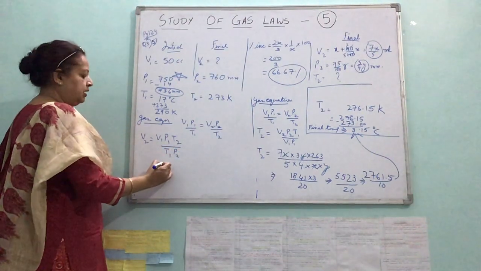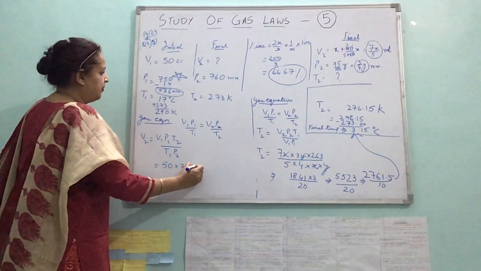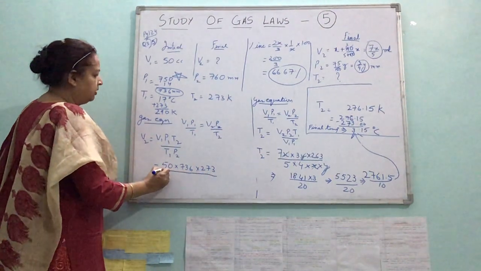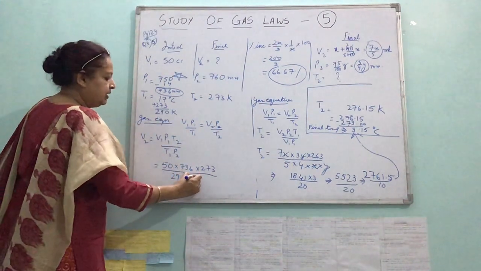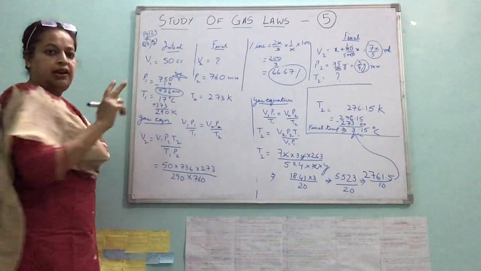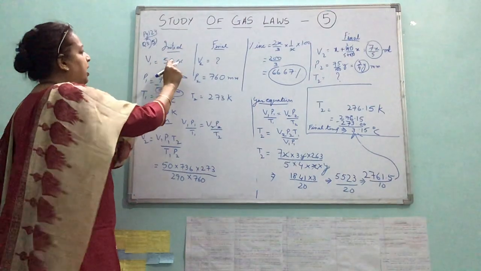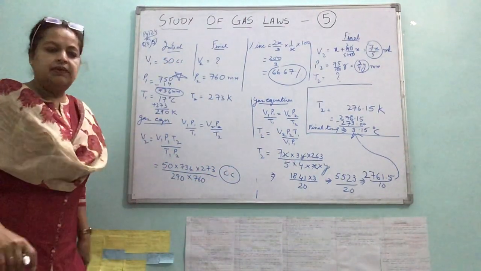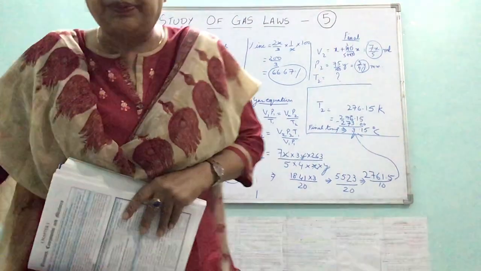Substitute the values: 50, 736, 273, 290, 760. You will do the calculations, and if it is not reducible, find your answer correct to 2 places of decimal, and finally put the unit, so many cc. Whatever unit is given in the question, the same unit should be used there.